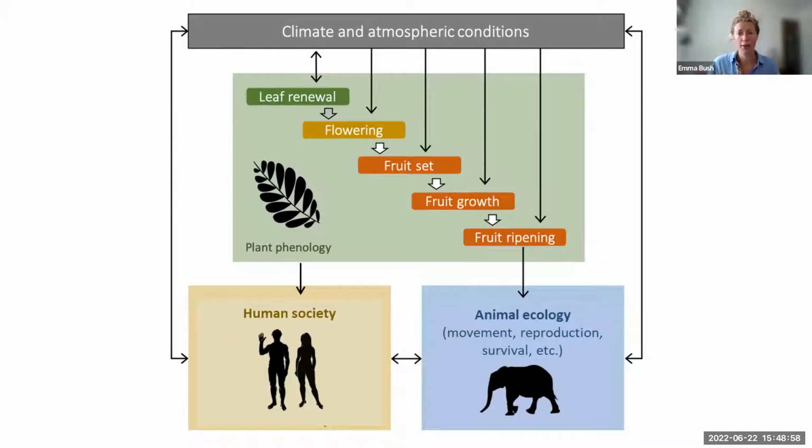And then, of course, the really big arrow here, which should be in really bold, is human society going back to climate and atmospheric conditions, because we are, through our energy systems, currently the dominant influence on climatic change.